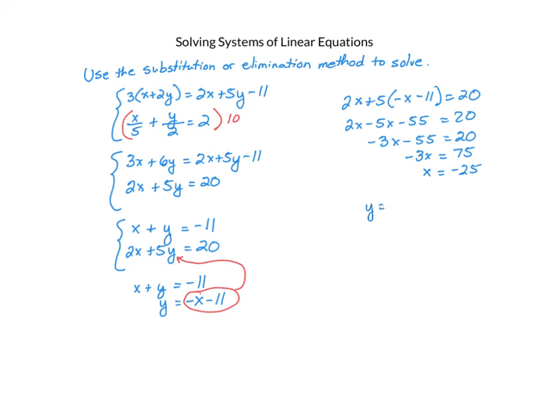Y equals the opposite of negative 25 minus 11. So I have 25 minus 11, or 14. So the solution to this system is negative 25, 14. And it's complete. I hope you'll practice solving some systems by graphing, substitution, or elimination.